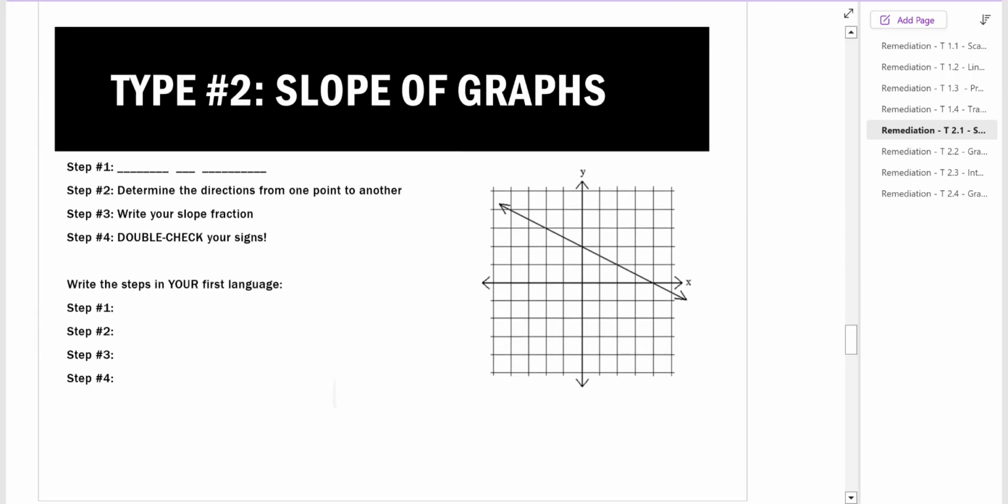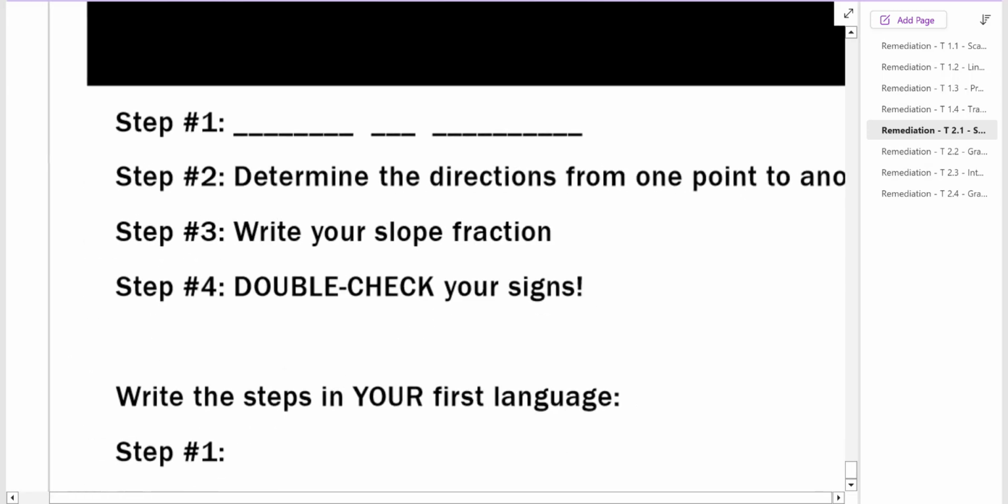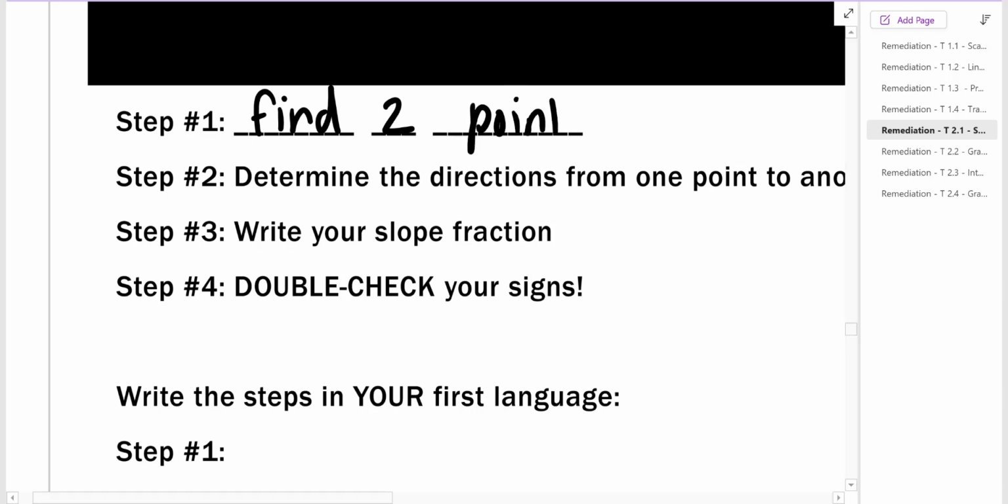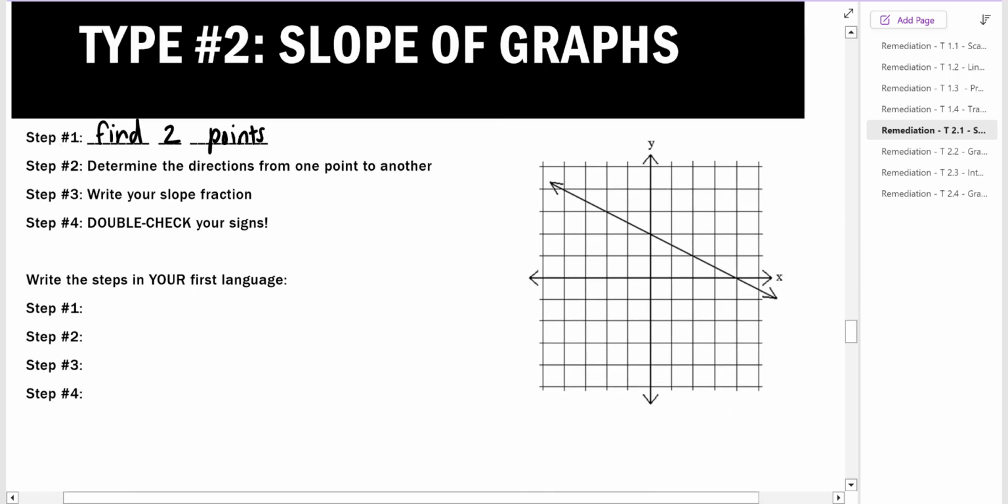All right. The second type of problem is when you're given graphs. So step 1 is you need to find 2 points. Okay, so if you're given a graph, you need 2 points to find slope. So si tienes una gráfica, necesitas encontrar 2 puntos si quieres identificar slope. So step 2 is determine directions from one point to another. Step 3, write your slope fraction. And step 4, double check your signs. So signs is positive or negative.